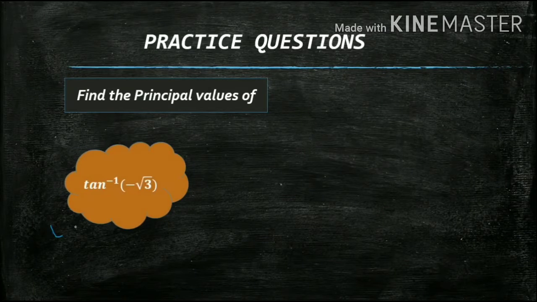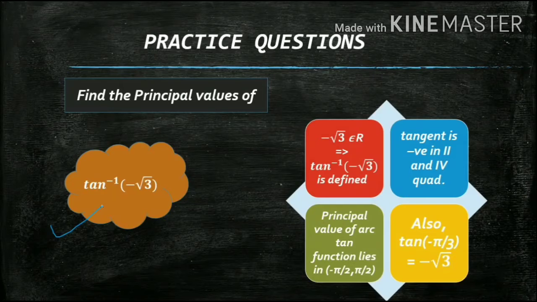Do this question: tan inverse of minus root 3. Try it. Its answer is this. Firstly, minus root 3 belongs to R. Belongs to R means it is a real number, which is the domain for the inverse tan function. In the examination you need to write this step. You can't just say it belongs to R, so we are done. No, you need to show why, if it belongs to R, we are saying it is defined, because the domain for the inverse tan function is all real numbers.